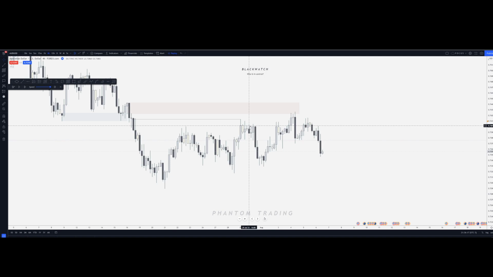If you can be consistent in how you select your POIs, consistent in how you enter your trades, consistent in how you manage your trades, consistent in how you take profits, that is going to provide a long-term consistency, right? That's the definition of consistency. It's being consistent in every aspect that requires consistency.